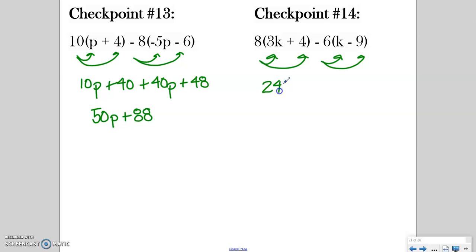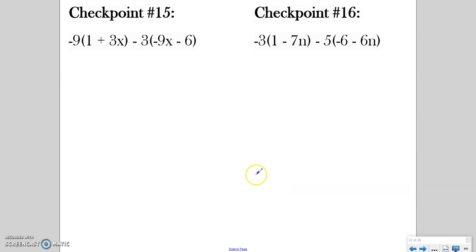So this is 24k, this is 32, negative 6k, and then positive 54. So we're combining the like terms. So this will be, make sure, yeah, 24 and 6, yeah, 18k. And then the other one that I have is 32 and 54. So that would be a positive, and then that would be 86. Okay. Next one.